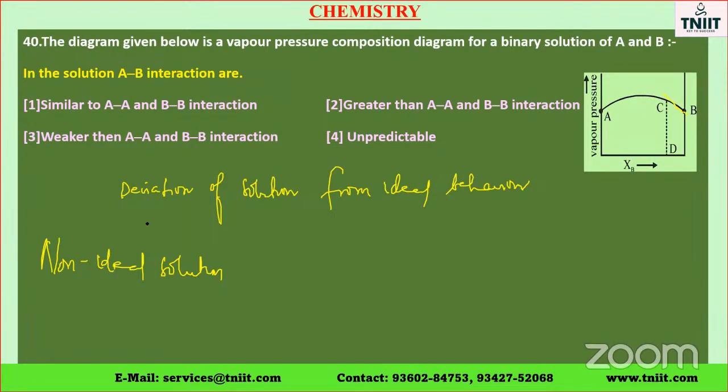That means in this case, it is weaker than AA and BB interaction. What is this AA? Solute, and this is solvent. So if the solute-solvent interaction is less than solute-solute interaction or solvent-solvent interaction, then the vapor pressure composition diagram is this. This is a solution showing positive deviation, a non-ideal solution showing positive deviation. That is option 3. The next question.